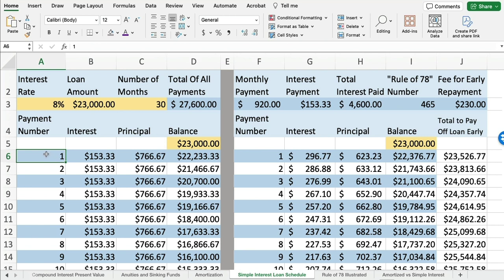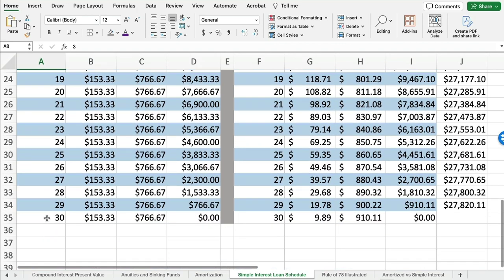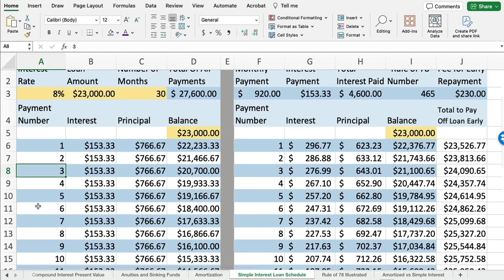So the payment numbers are as we've done with previous amortizations. Just put the numbers in, 1 all the way down to 30. You can actually see that the numbers stop at 30 on both sides. So I would put those numbers all the way down to 30 right now. So start with that.